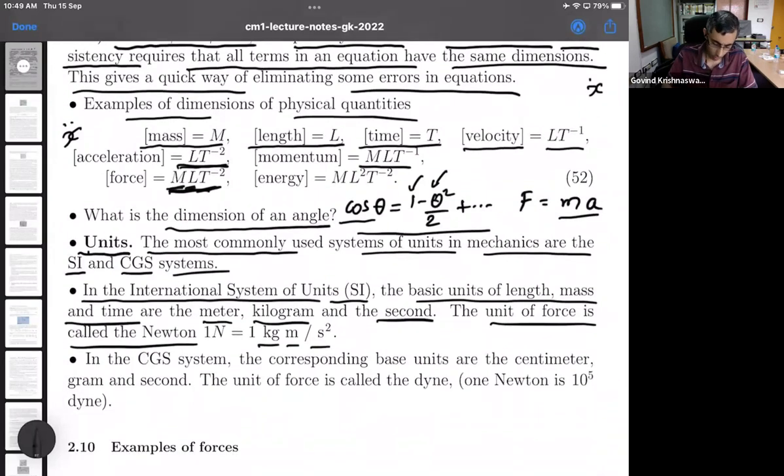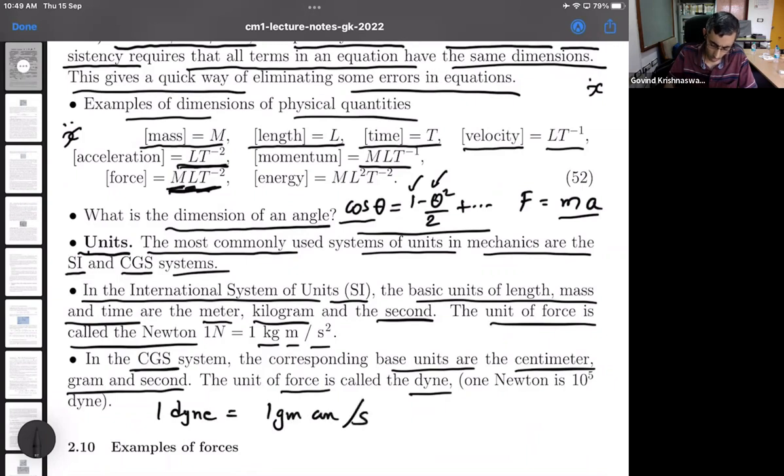Of course, the unit of force will change in other systems. So in the CGS system, centimeter gram second, the corresponding base units are the centimeter, gram, and second, of course, and the unit of force is called the dyne. So 1 dyne is 1 gram centimeter per second squared.